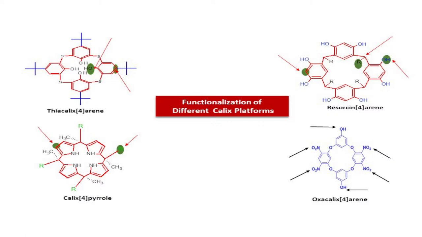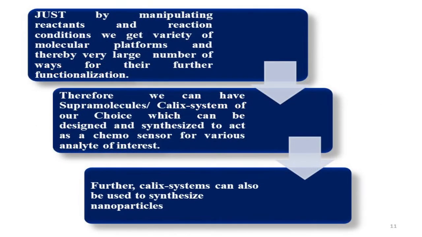But we have to take care that we functionalize it not with an aldehyde, because if we do it with an aldehyde, then porphyrin will form. But when we take a ketone, RCOCH3, we will get the calixpyrrole structure. R can be anything, an aliphatic or an aromatic moiety, and this beta position can also be exploited. So just by manipulating reactants and reaction conditions, we can get a variety of molecular platforms, and thereby a large number of ways for their further functionalization.